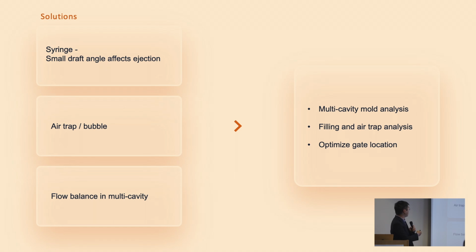So for example, for small draft angle and air trap and bubble, we have here the multi-cavity mold analysis. You can put multiple cavities inside the simulation and see the flow behavior, the balance between them. And then you can decide, okay, maybe I should modify the gate size, maybe I should modify the part size, and then try to optimize everything and make sure the production is perfect before you really get started. Yeah, so you can reduce the time for the mold trials.